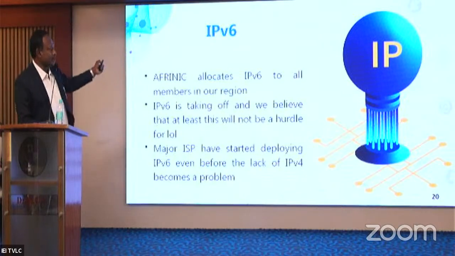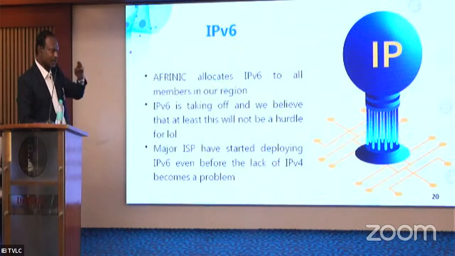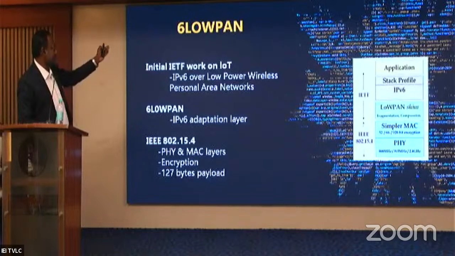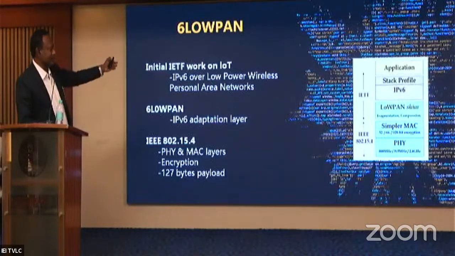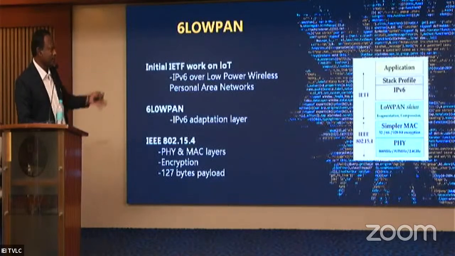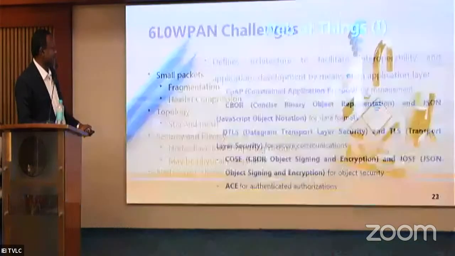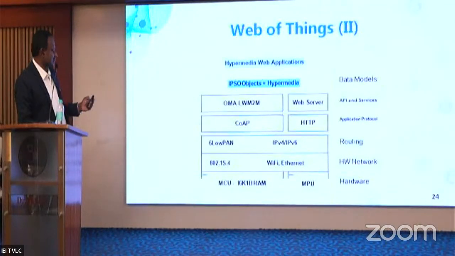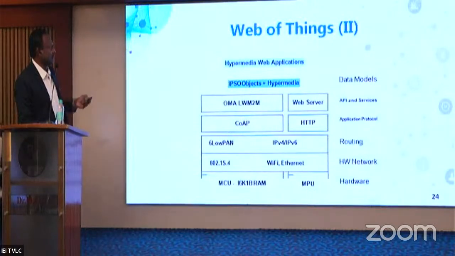Anyway, who is providing this IPv6 address, madam has already covered. Again, this is the low-power wireless personal area network, which I already gave a hint about. I don't want to do a deep dive. This is, gentlemen, the protocol of the Web of Things.